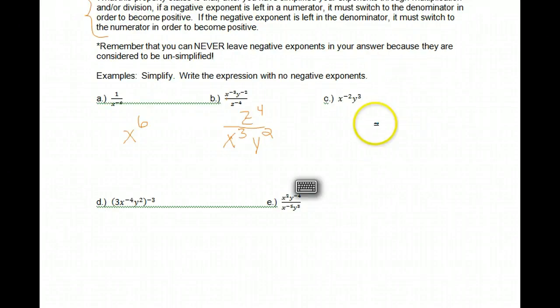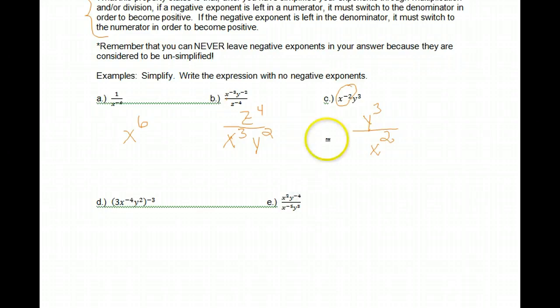Okay, by now you should have had an opportunity to complete letter C, and you would notice that only the x to the negative 2 has to switch its location. So that means that y cubed is going to stay where it is in the numerator, and x squared is going to jump down to the denominator and become positive.